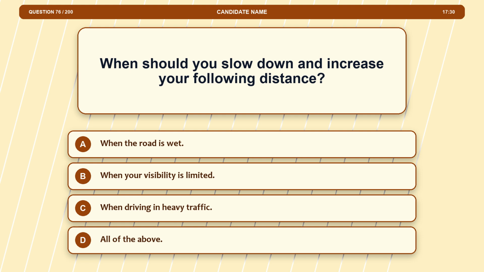Question 76. When should you slow down and increase your following distance? Option A, when the road is wet. Option B, when your visibility is limited. Option C, when driving in heavy traffic. Option D, all of the above.